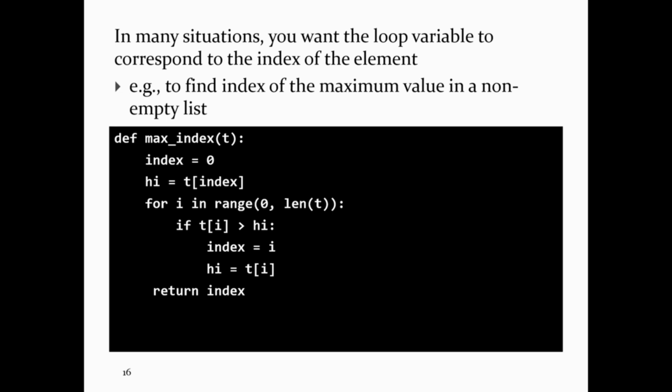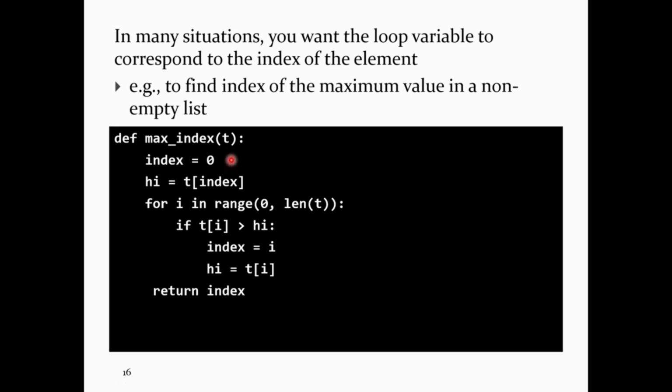Because you might want to change that value, right? If you just get back the largest element and you want to change it, you now have to search the list again to change the value, right? So instead, you might want to know where is the largest value in the list, right? So in this case, I need the index of the element. So here, the easiest way to write this is to write your loop so that it uses the index of the element, rather than using the element directly by itself.